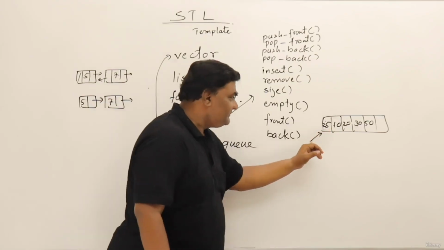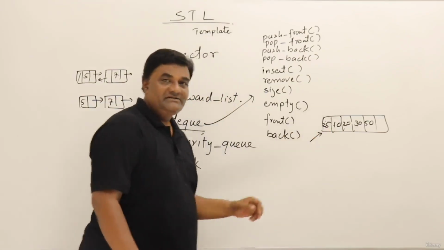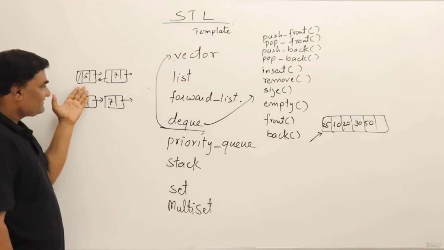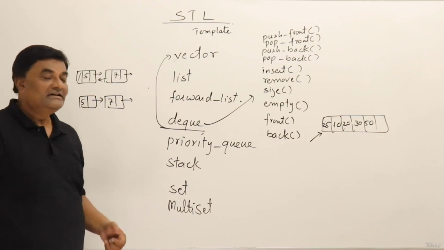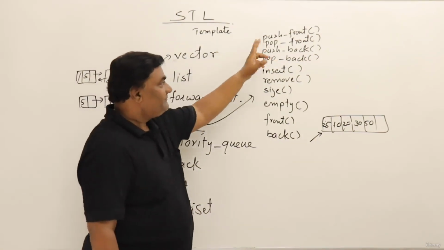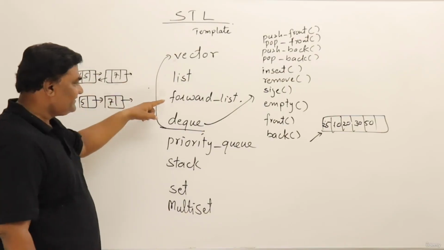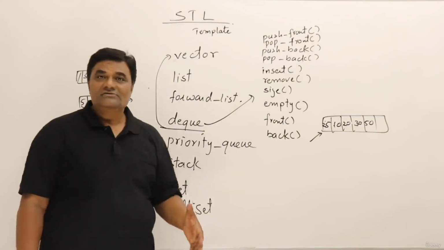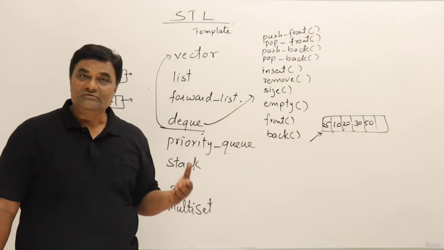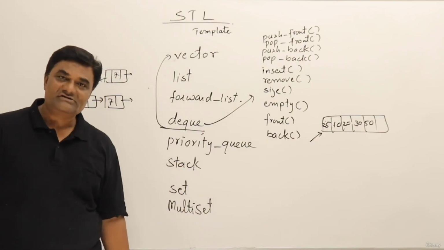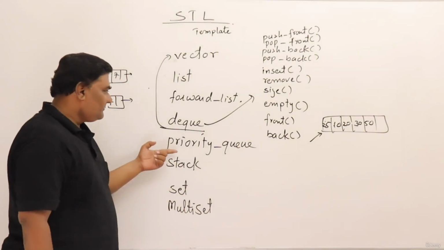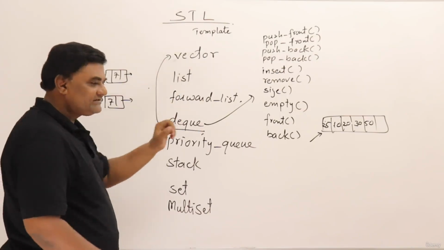But insertion and deletion from this side is easy in a linked list, doubly linked list and singly linked list. So if you are aware of data structures, it's easy. That's why push front and pop front are available in this one also, and this one also, and this one also. So you should know what you need. Based on that, you can select any one of these data structures. Next, let us talk about this. I'll remove a few things here.